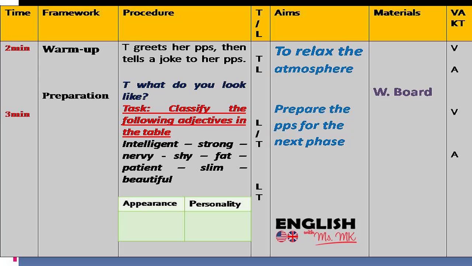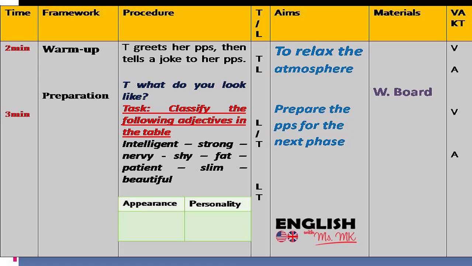Then in the preparation phase, before I move to the task, I ask them a question. What do you look like? This lesson has already been dealt with in the second year, so it's just a revision. Here I have chosen a good pupil in order to be able to answer my questions, and the others are going to remember this lesson.